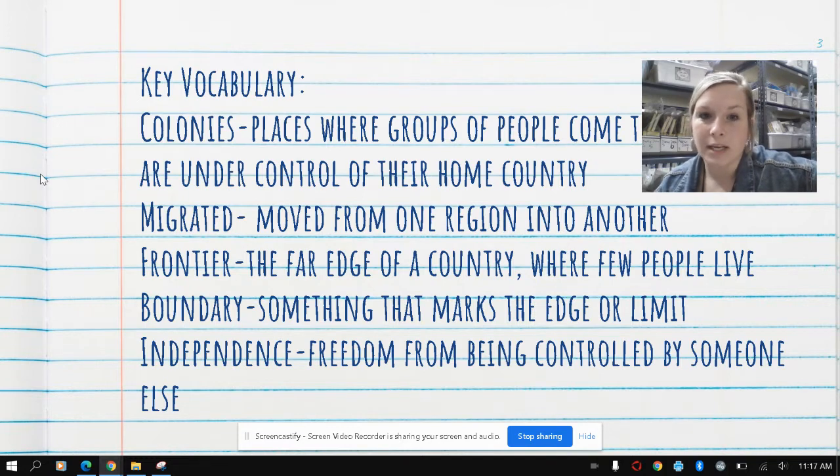Our second word is migrated. So it's to move from one region into another. You might often hear about migration through animals, right? Such as birds when they migrate south for warmer weather.